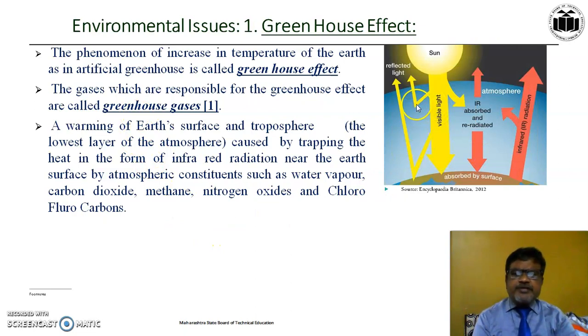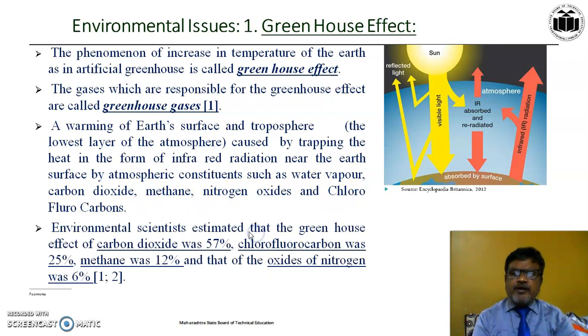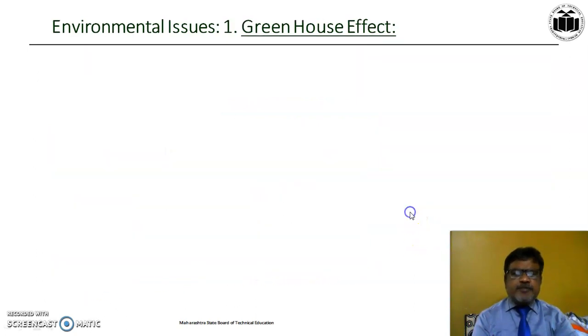From this picture you can easily understand that the temperature of the Earth's surface is increased by various greenhouse gases, that is carbon dioxide, methane, NOx, and chlorofluorocarbons. Environmental scientists estimated that the greenhouse effect of carbon dioxide was 57%, chlorofluorocarbon was 25%, methane was 12%, and the oxides of nitrogen was 6%.